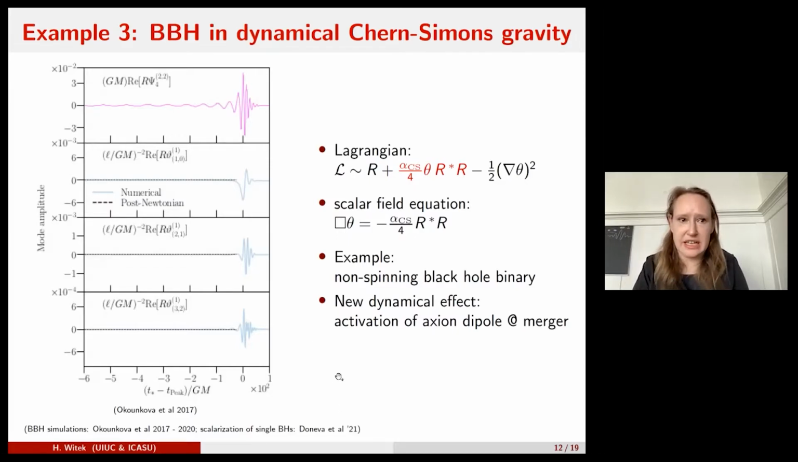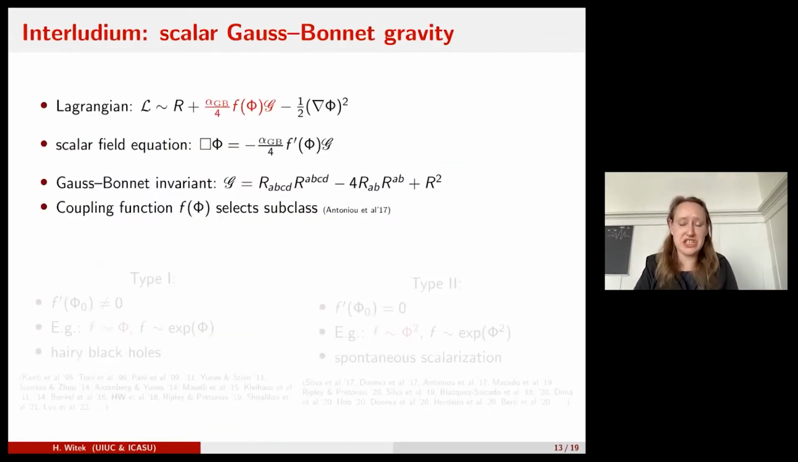Okay, let me now continue with some recent work that I've done in my group. For that, I will have a very brief interlude just to bring everyone onto the same page. So here I will be looking at a model called scalar Gauss-Bonnet gravity. It's kind of the parity-even counterpart to dynamical Chern-Simons theory.